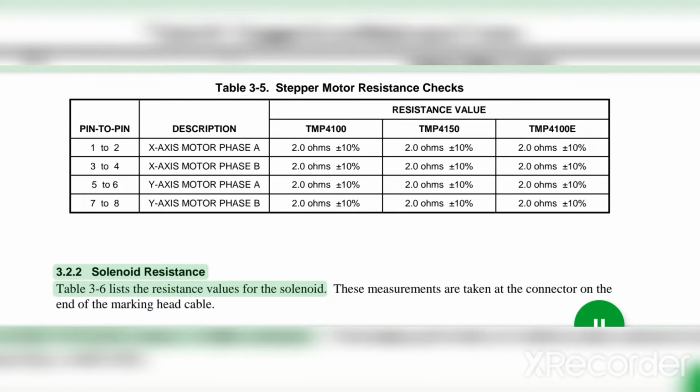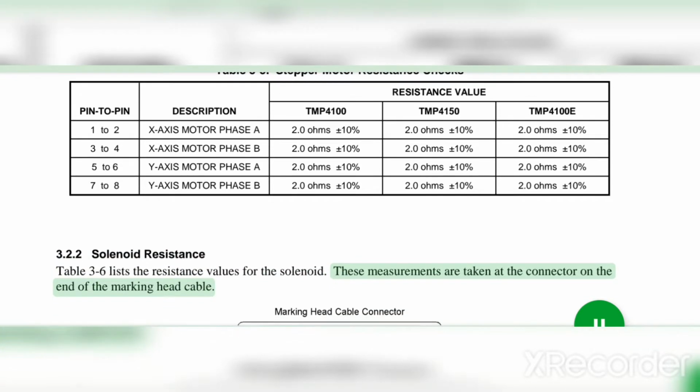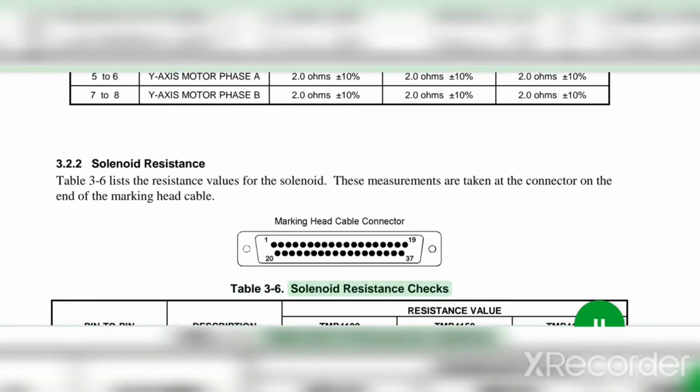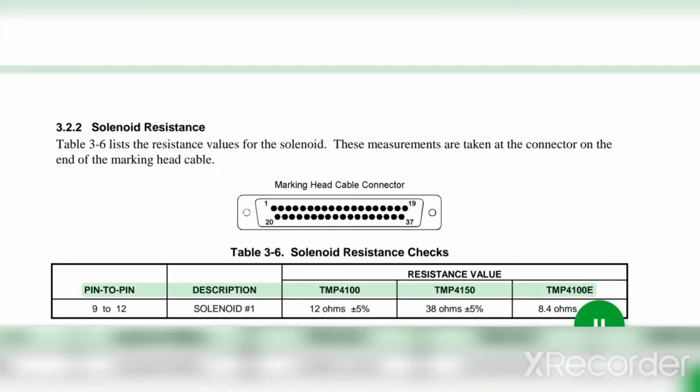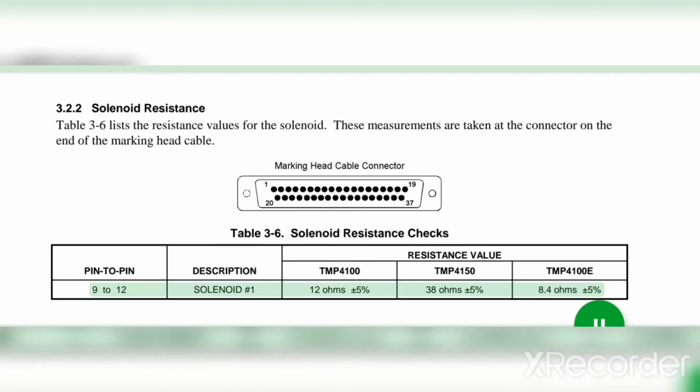3.2.2 Solenoid resistance. Table 3-6 lists the resistance values for the solenoid. These measurements are taken at the connector on the end of the marking head cable. Table 3-6. Solenoid resistance checks. Resistance value. Pin 2, pin description, TMP 4100, TMP 4150, TMP 4100E. 9 to 12 solenoid number 1: 12 ohms plus or minus 5%, 38 ohms plus or minus 5%, 8.4 ohms plus or minus 5%.